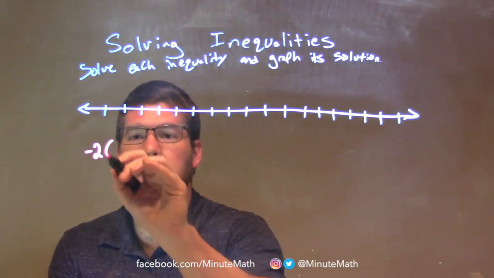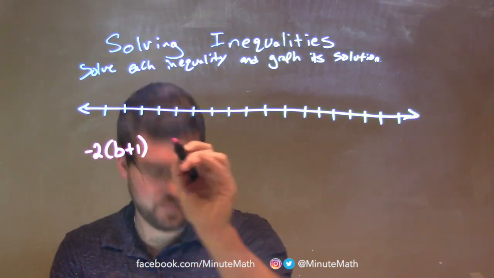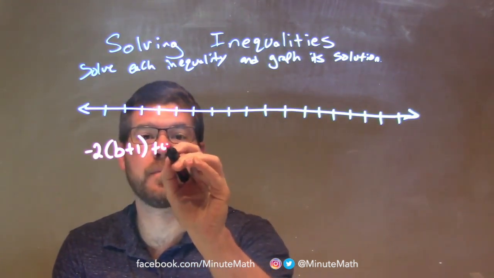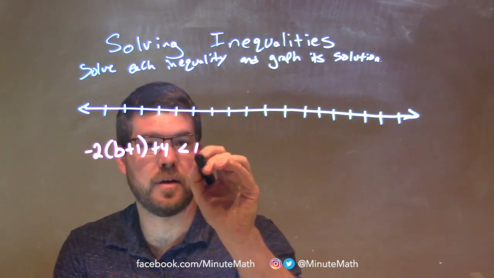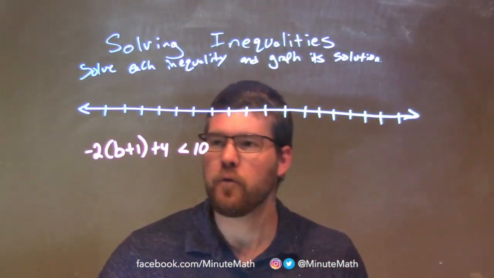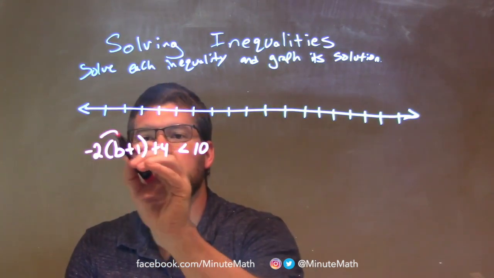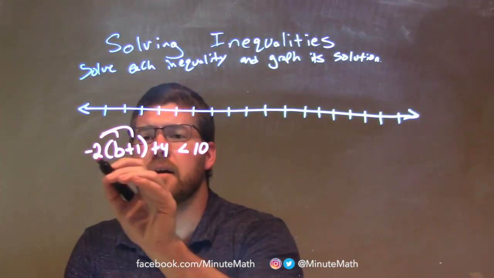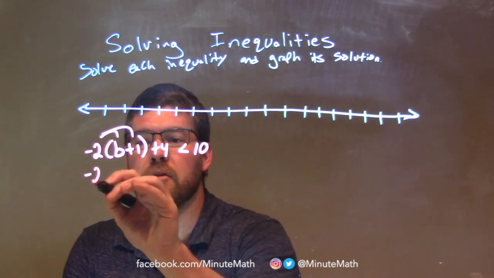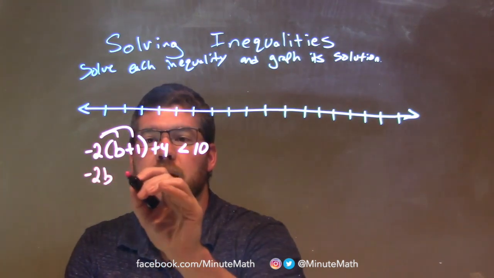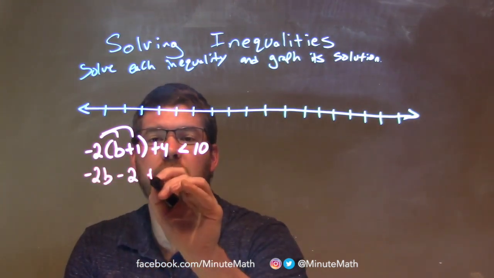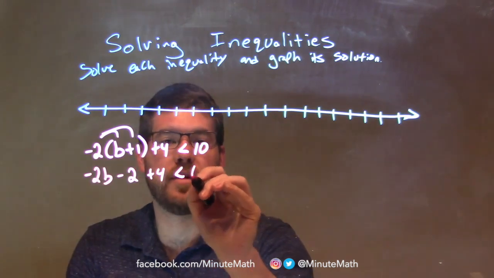-2 times (b plus 1), plus 4, is less than 10. Okay. The first thing I like to do is distribute this -2 across. So distribute -2 to both parts in the parentheses. -2 times b is -2b, and -2 times 1 is -2. And then we have plus 4, and then is less than 10.